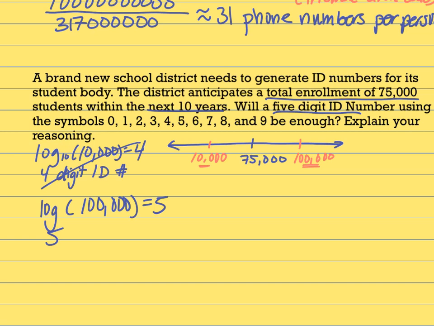So that's a 5-digit ID number. And that's what it wants to know. The question wants to know, will a 5-digit ID number be enough? Well, yes, it will be enough because the school has not yet reached 100,000. The school is only at 75,000. So until the school reaches 100,000, a 5-digit ID number is enough.